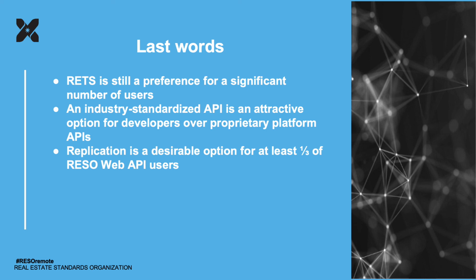Secondly, an industry standardized API is a far more popular choice than a platform-specific proprietary API. Now that's probably obvious, and there's a few reasons for that, but it does certainly validate all the hard work done by the transport work group. And then lastly, replication, very important to a large percentage of Web API users. No doubt we're going to see that percentage increase as more established vendors move off RETs and onto the Web API. And so to that end, I would encourage folks to join the work groups and contribute to the new replication spec and help make their own lives easier a little bit further down the road.